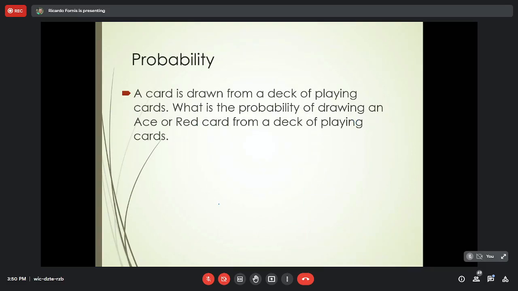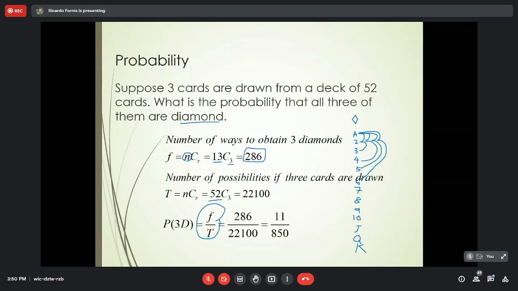Okay, a card is drawn from a deck of playing cards. We have answered that problem already. Okay, if I will vary the problem a little bit. Suppose I would say three cards are drawn from a deck of playing cards. What is the probability that all three are of the same kind? So how do we attack that kind of problem? All three are of the same kind.